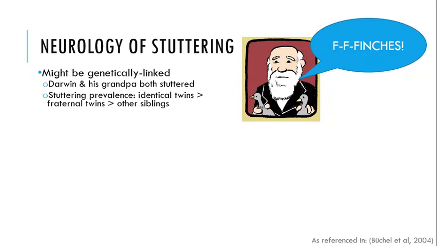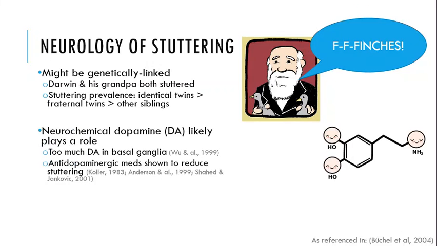A second take on it comes in the form of neurochemicals, chemicals in the brain. Researchers have found links between elevated levels of dopamine in certain brain regions and stuttering behaviors. Furthermore, medication that reduces the amount of dopamine in the brain has been shown to reduce stuttering. While effective, the side effects associated with these anti-dopaminergic medications prevent them from becoming a go-to solution.